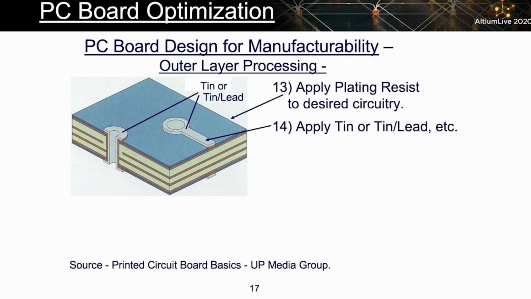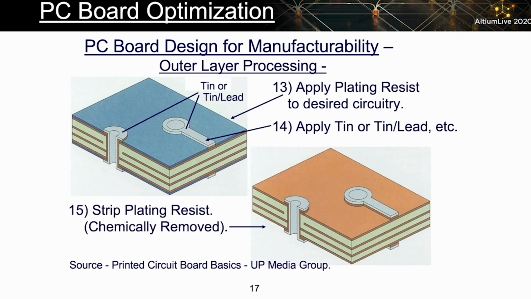After that, they will, as shown on slide 17, put a thin layer of tin or tin lead on the plated copper. I don't want tin lead on my board. They're not going to leave it there. They're putting it there for a reason. They will then strip away the plating resist that they had on the board, leaving what you see in the lower right picture on slide 17.